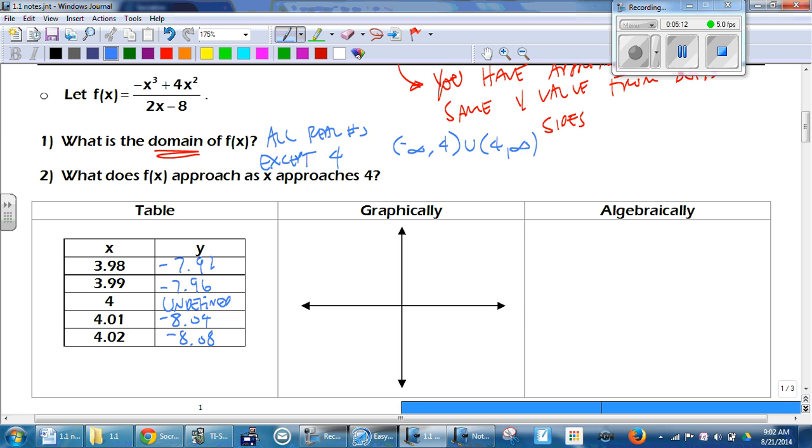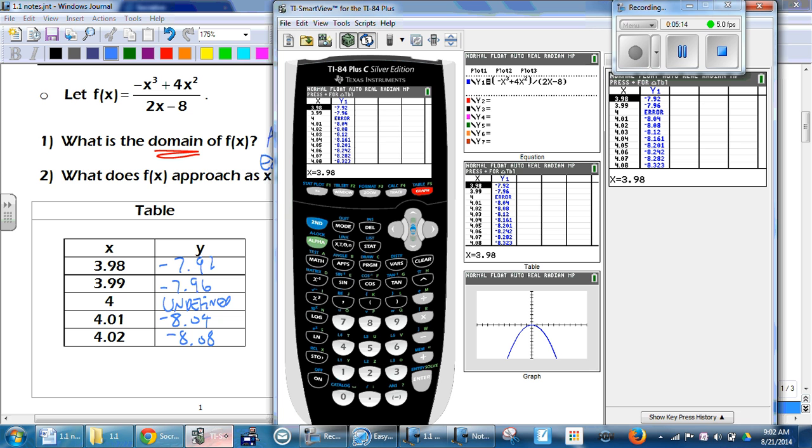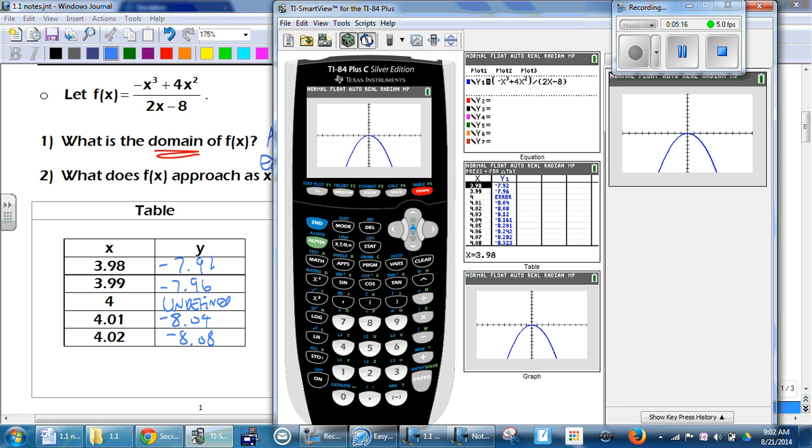Well, let's look at the graph. Go back to our calculator and just look at the graph. And this is just in the standard window. You might be surprised what the graph looks like. It's just a parabola. But this equation doesn't look like any parabola equations that we've seen before. Do you think this is just a regular parabola, or is it maybe a little different?